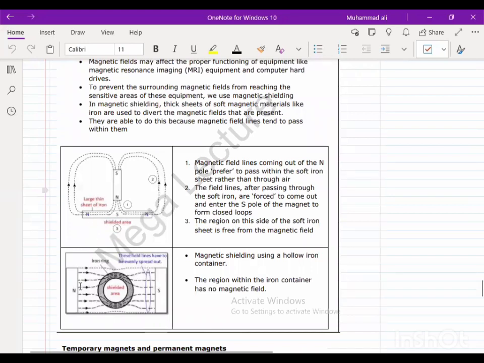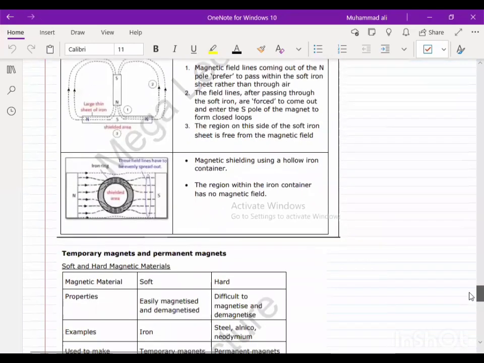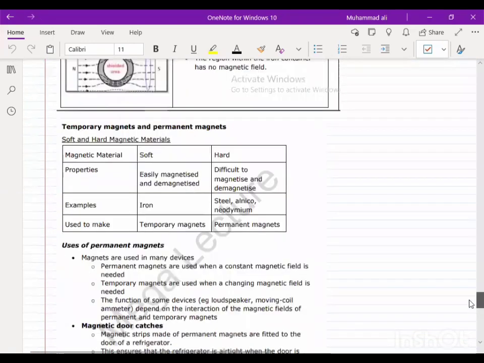As you can see what's happening here, we have an iron ring. Magnetic field lines are passing through the iron instead of around it. So the field lines after passing through the soft iron are forced to come out and enter the south pole of the magnet. The region on this side of the soft iron sheet is free from the magnetic field. Magnetic shielding using a hollow iron container: the region within the iron container has no magnetic field. All the field lines are passing through the soft iron.